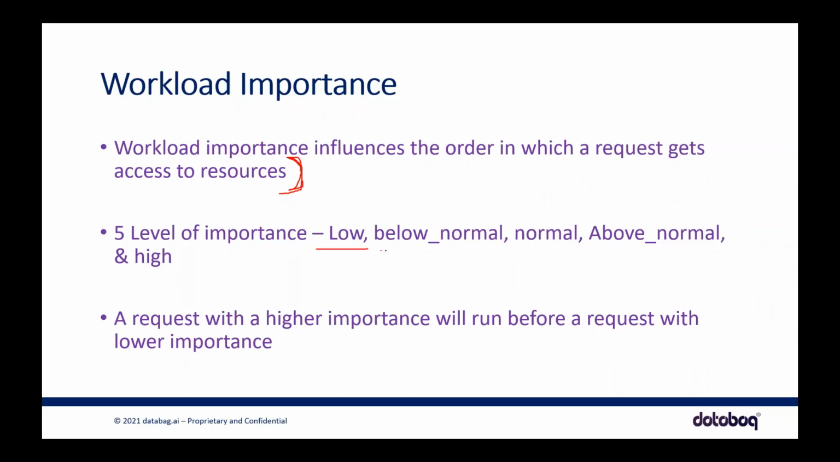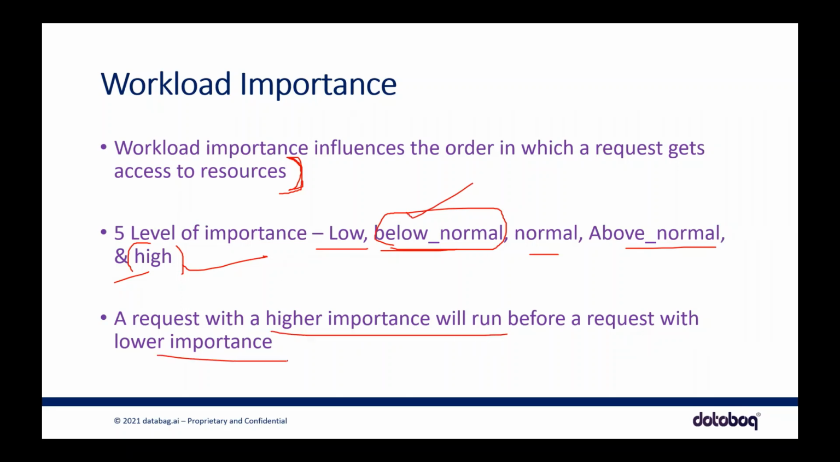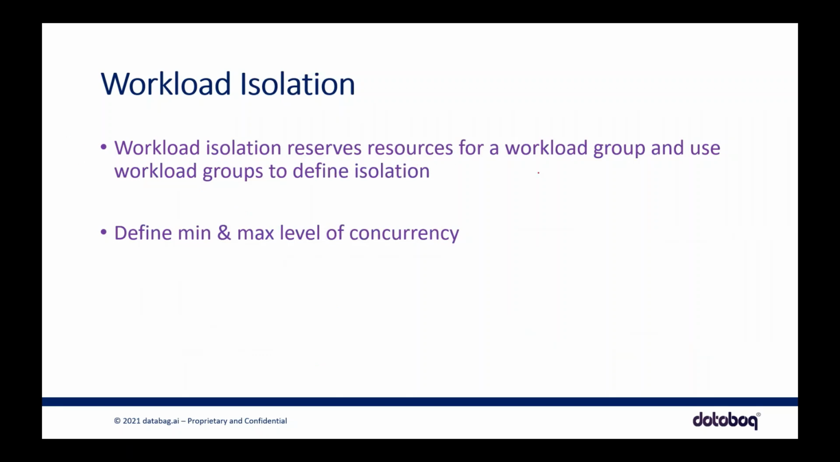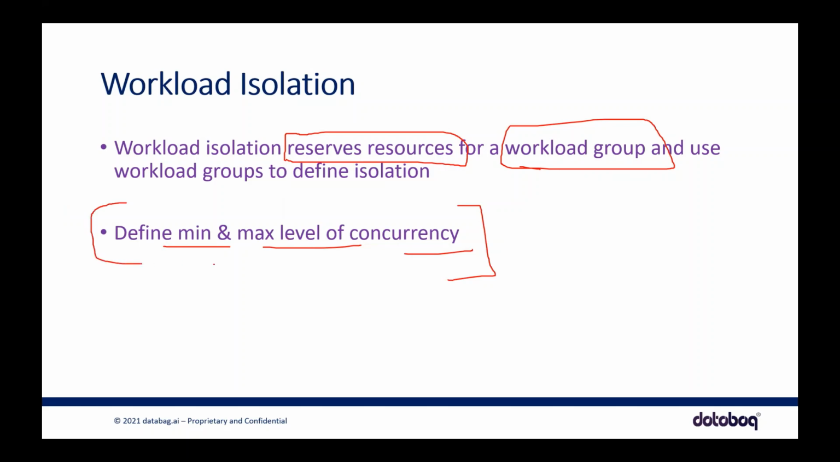There are five levels of importance: low, below normal, normal, above normal, and high. For example, if I give high importance to the CEO and below normal importance to you, then the CEO's query will be taken with high priority, and after it gets executed, your query will execute. A request with higher importance will run before a request with lower importance. Workload isolation reserves resources for a workload group. Like I said, you create a workload group with users, and then use workload groups to define the isolation. Then you reserve those resources: CPU, memory, IO, all these kinds of resources, and allocate them to execute that query. Here you can define the minimum and maximum level of concurrency, like how many you want to run in parallel, together.